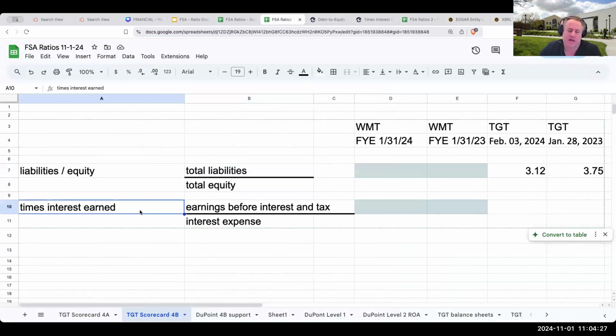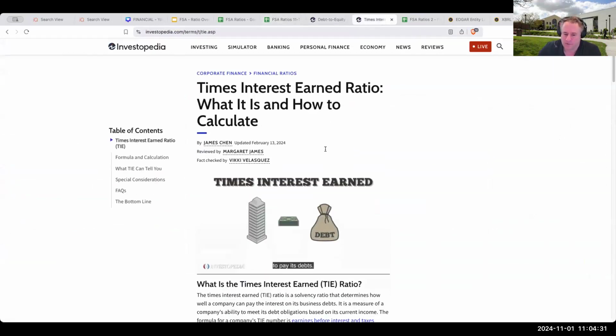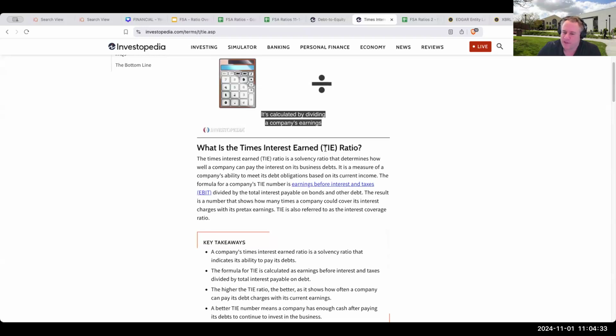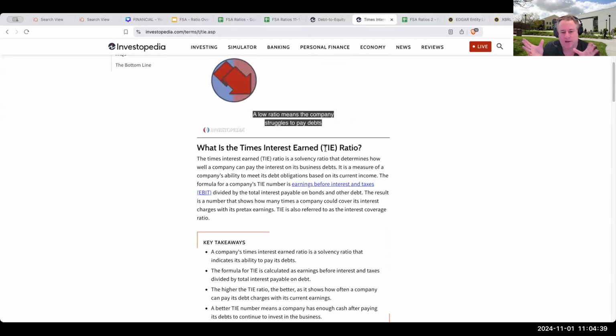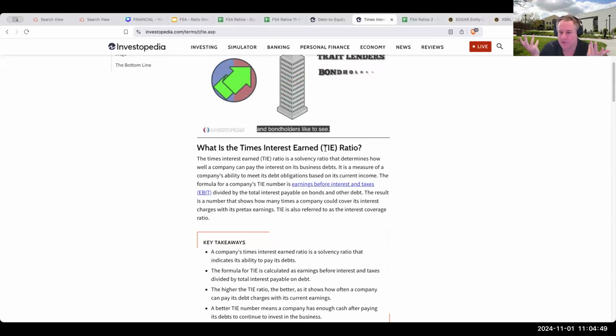Next one is going to be times interest earned. What exactly is times interest earned? Well, the times interest earned ratio is essentially a ratio that we can use to better understand how a company can meet its current debt obligations. Meaning, are they generating enough money to pay back the interest?